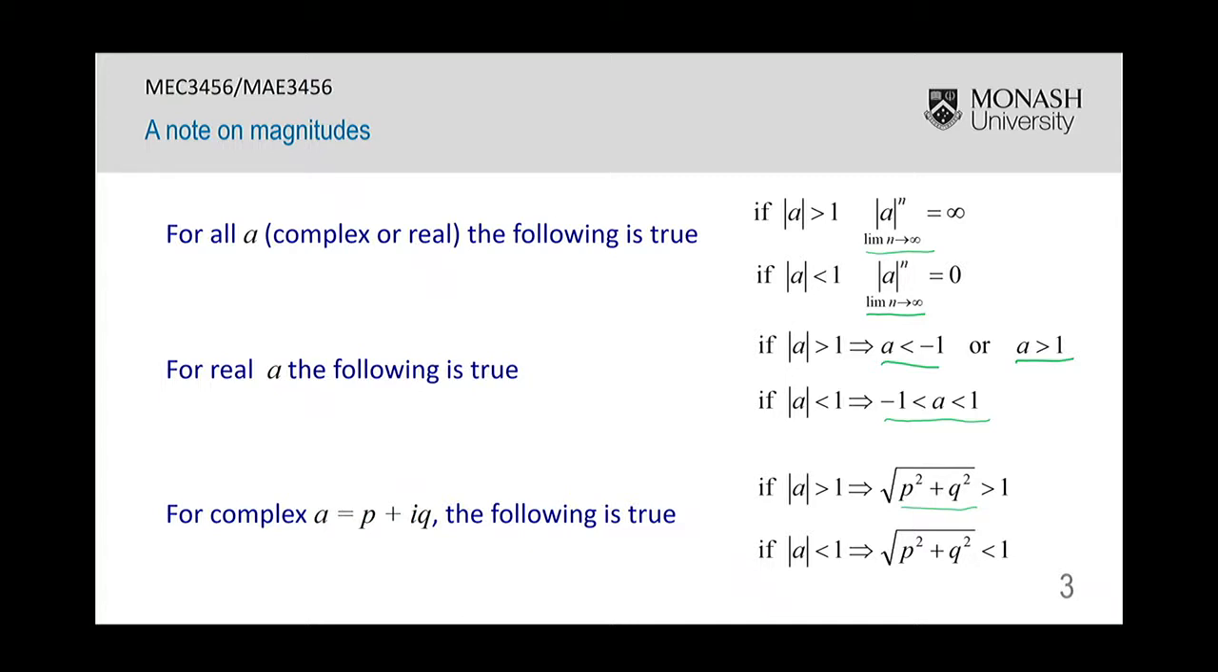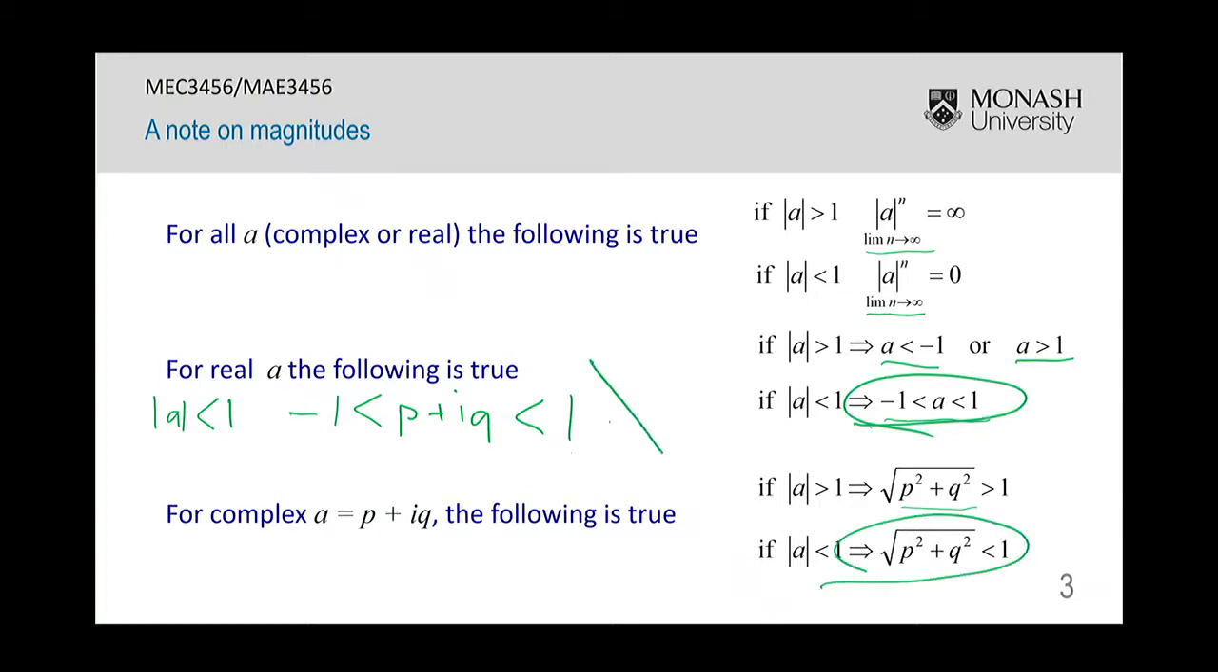Well, every year in exams, I see students write the following. Oh, we're looking for the magnitude of A has got to be less than 1, and we know that A is a complex number, therefore minus 1 is less than p plus iq is less than 1. In other words, they have used this formula here for a complex number and not this one. This is wrong. Okay, so I don't want to see this in exams.